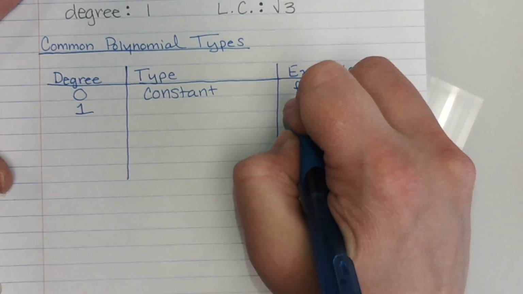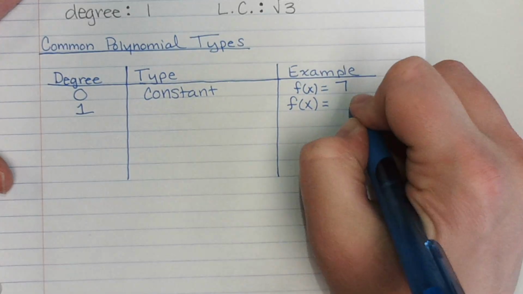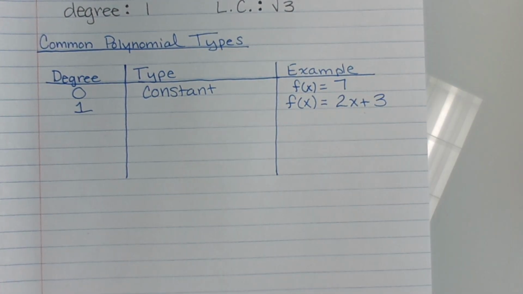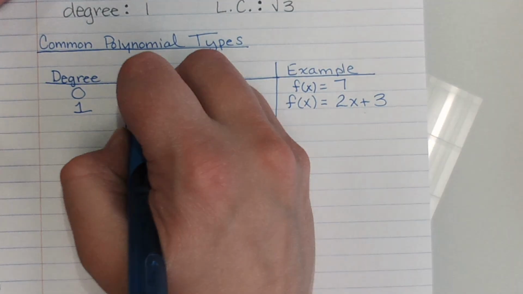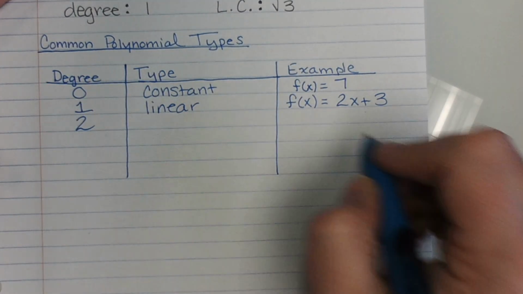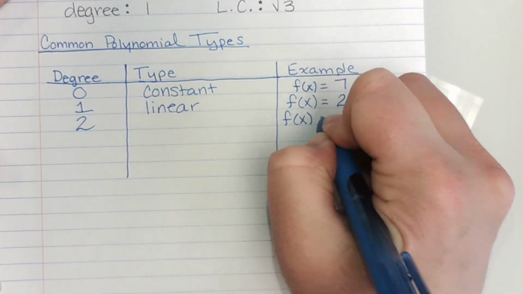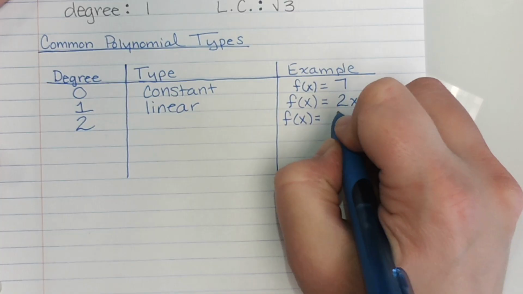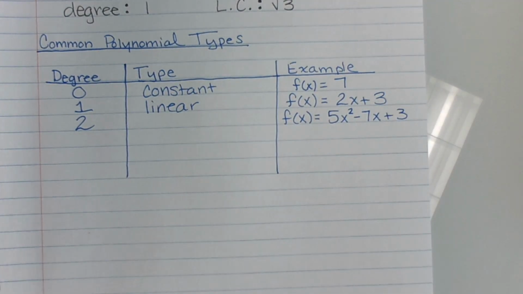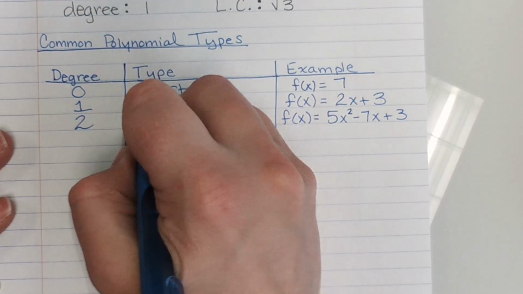Degree 1 would be like f of x is equal to 2x plus 3. We've talked about this family of functions before too. Linear. Degree 2 we've also talked about. Like 5x squared minus 7x plus 3. Quadratic.